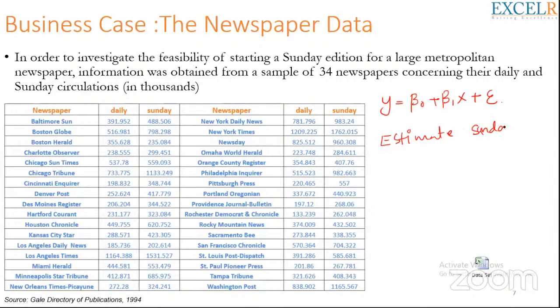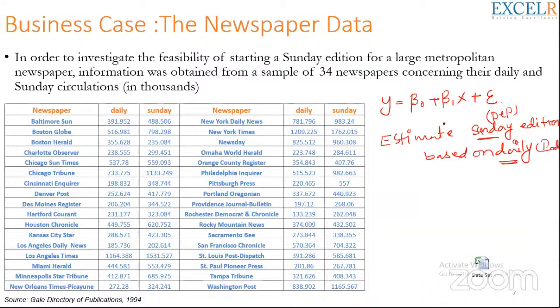Sunday editions. So based on what? I have one piece of information with me, based on daily. Now the Sunday is depending on, it is based on daily. So that means Sunday is a dependent variable and daily is the independent variable.